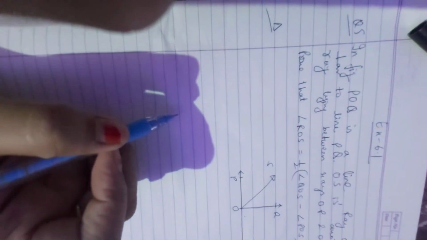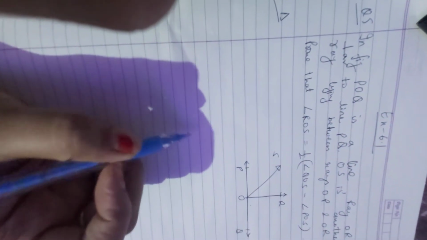Exercise 6.1 question number 5. In the figure, POQ is a line. Ray RO is perpendicular to line POQ. That means this angle and this complete angle.